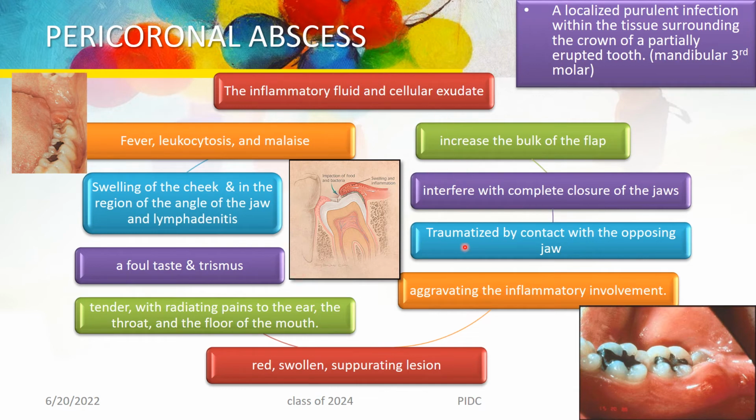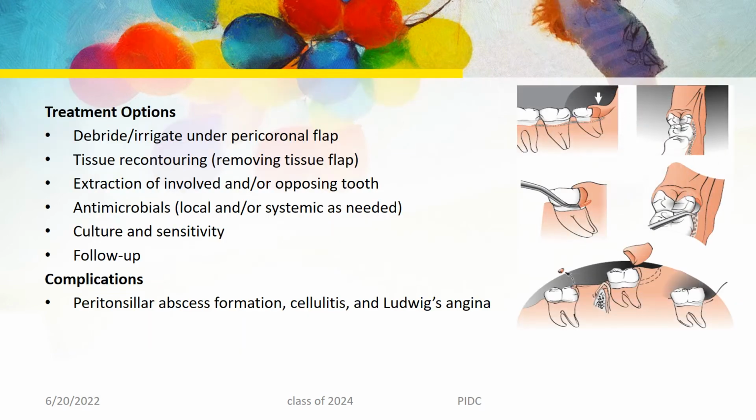This might interfere with complete closure of the jaws. It may be traumatized by contact with the opposing jaw, thereby aggravating the inflammatory involvement. This appears as a red swollen suppurative lesion which is tender, with pain radiating to the ear, throat, and floor of the mouth. There's a foul taste and trismus may be present. There may be swelling of the cheek and in the region of the angle of the jaw, as well as lymphadenitis. Fever, leukocytosis and malaise are other systemic conditions seen with pericoronal abscess.